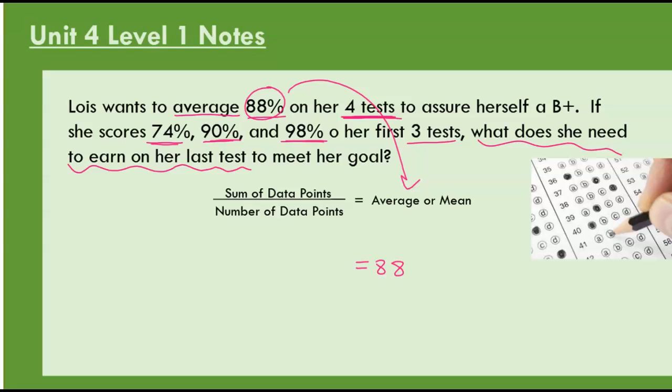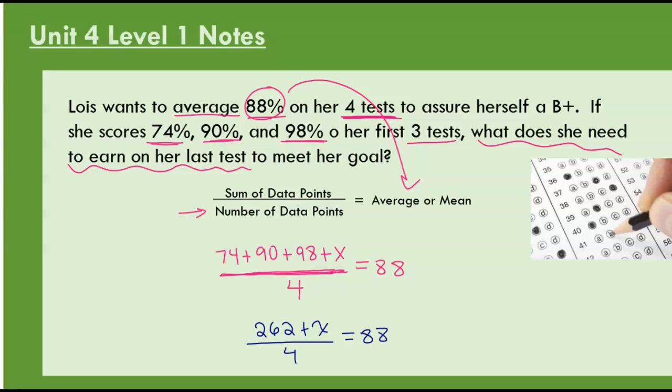We know that she took 4 tests, so the number of data points is actually 4. And I know that I have 74, 90, and 98% so far. We need to figure out that 4th test, so I'm going to call it X. So to solve for X, we can find the sum. And 74 plus 90 plus 98 is 262, plus X, divided by 4 is equal to 88. Now to get to X in the numerator, we need to undo dividing by 4 by multiplying by 4 to each side. And 88 times 4 is 352.